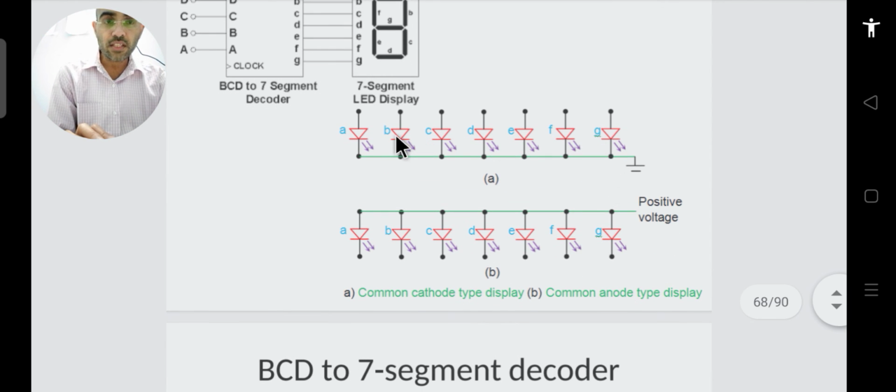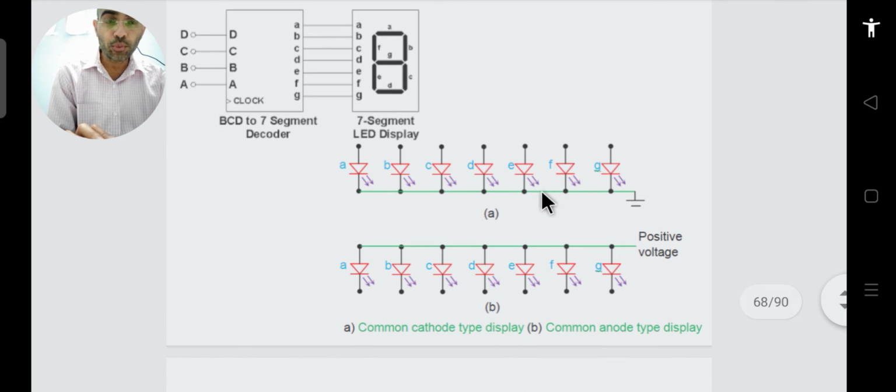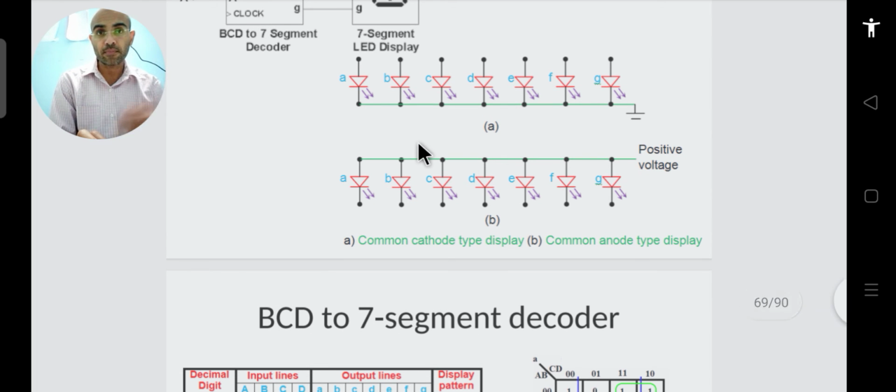So you see, if you consider a common cathode type of display, then the input will go only to the B and C LEDs, these two LEDs, whereas the other LEDs will be off. So how to do this? How do some LEDs stay on and some LEDs stay off? How to do this arrangement?